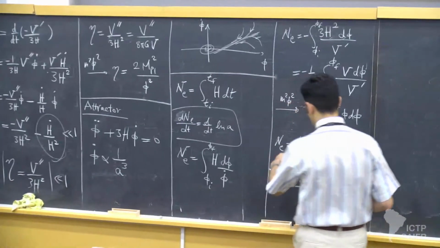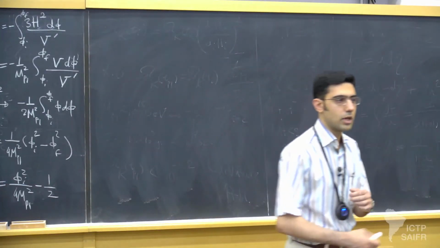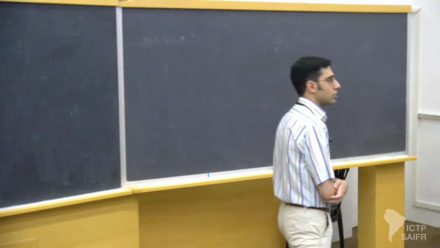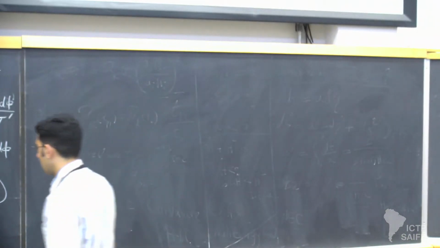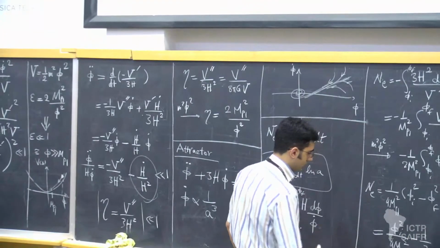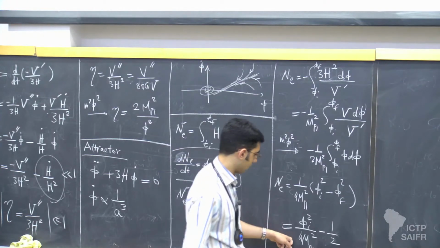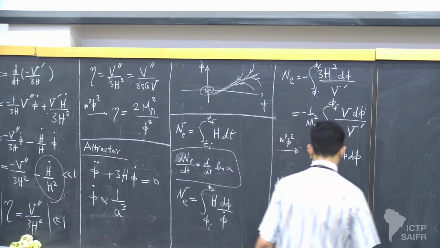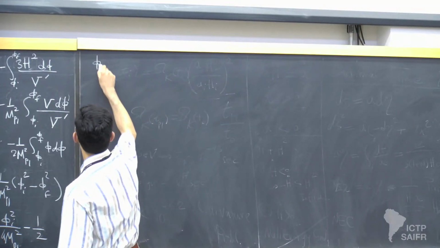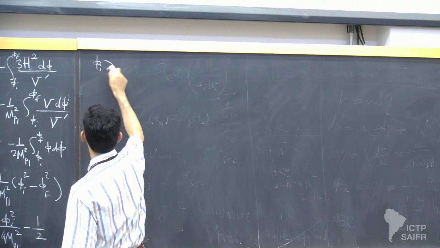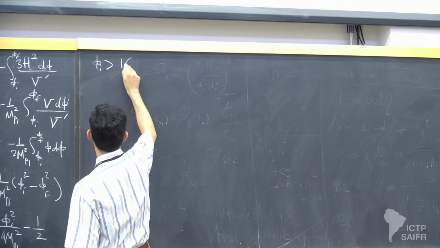Now, we have a condition on this number of E-folds, right? We want it to be larger than 60 to solve the problems that we invented inflation for. So if N_E has to be larger than 60, then we can easily see that this phi I has to be something over the 16 m Planck, or larger than something over the 16 m Planck.